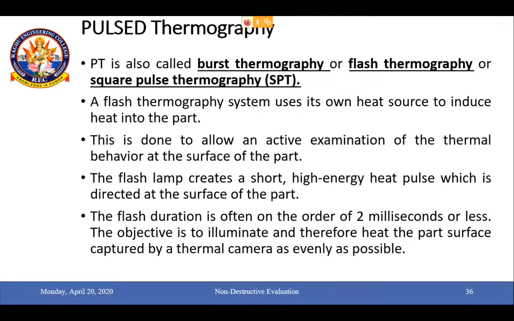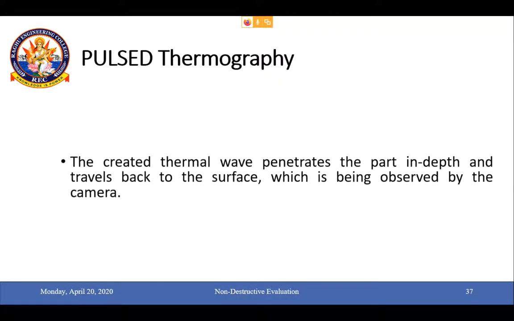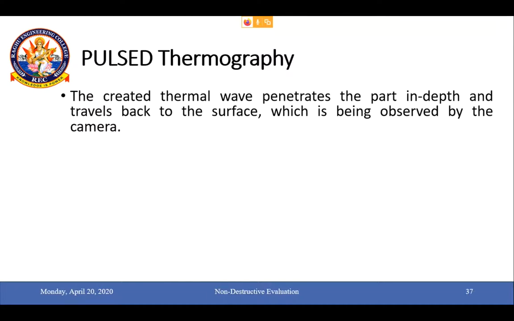The flash duration is often of the order of 2 milliseconds or less. The objective is to illuminate and therefore heat, so it illuminates and also heats the part surface captured by a thermal camera as evenly as possible. I'm going to the next slide, slide number 37.